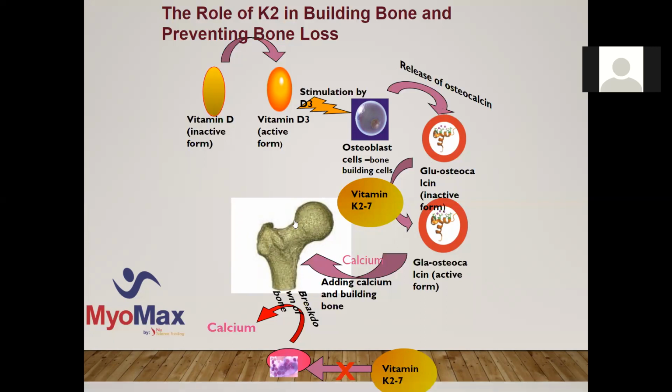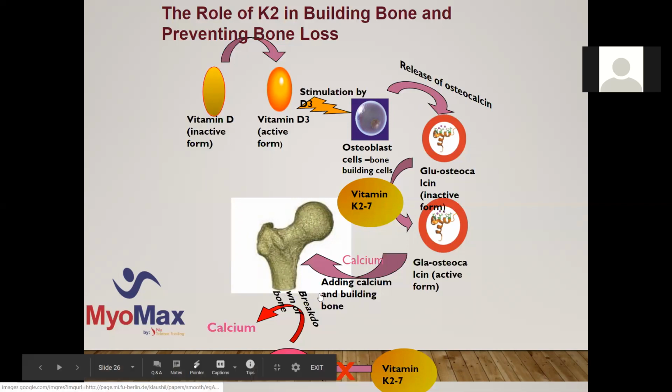Now, there are about 14 different GLA receptors that require vitamin K2 in order to be able to perform this reaction of ionizing the calcitonin into the cell, into the bone.